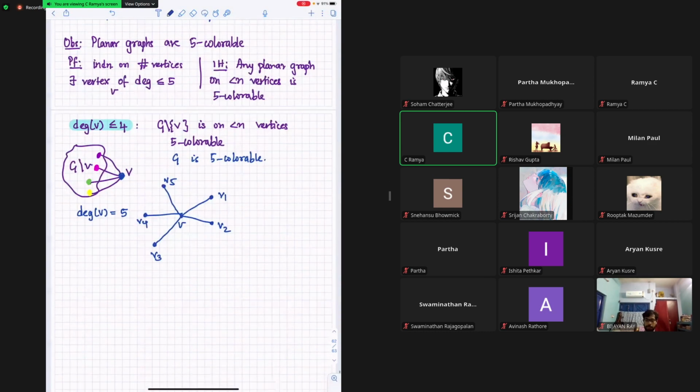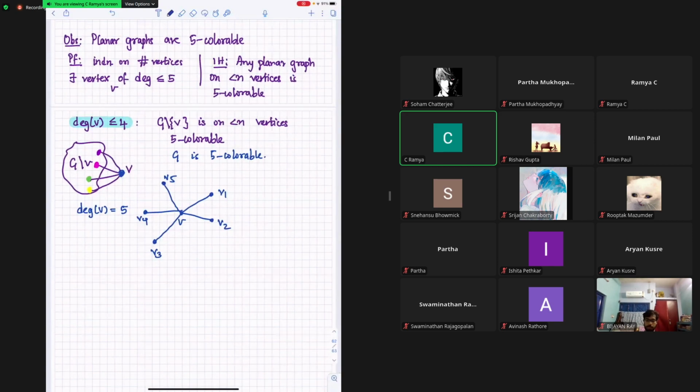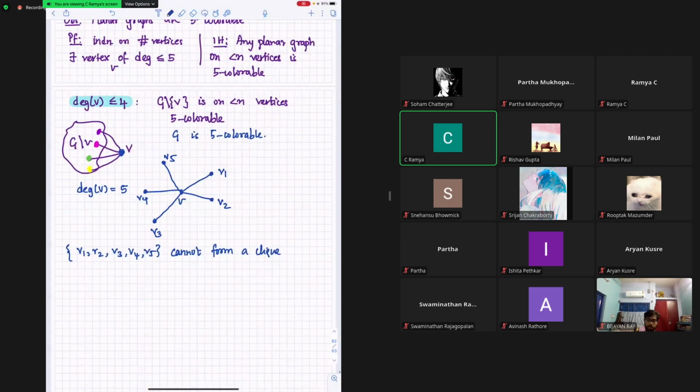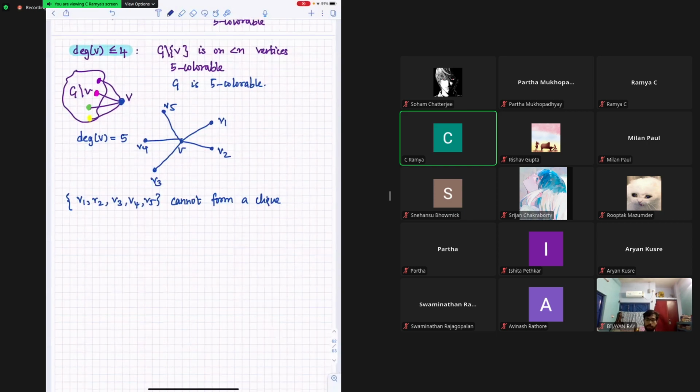Now let's use the observation that we just saw. Right? That V1, V2, V4, V5, they cannot form a clique. Okay? So this means that there is definitely at least one pair of vertices that are not adjacent to each other. Let's take V1, V3. So, this edge is not in G.